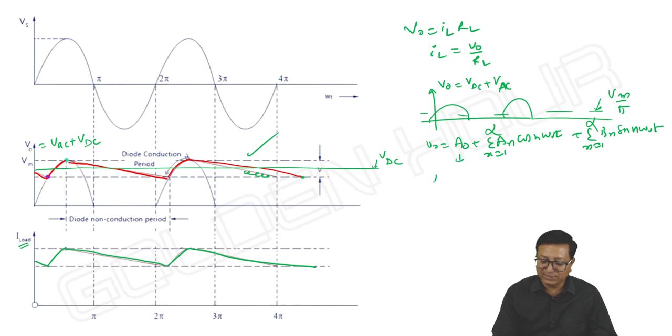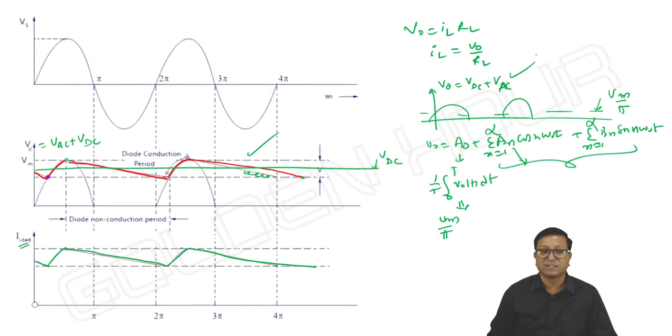Average value is simply 1 by T integral 0 to T V output of t dt, which we have been calculating, and whose value is found to be Vm by pi. And the formula for An is 2 by T integral 0 to T V output of t cos n omega naught t dt, and Bn is equal to 2 by T integral 0 to T V output of t sin n omega naught t dt. So this whole thing gives us the AC component.